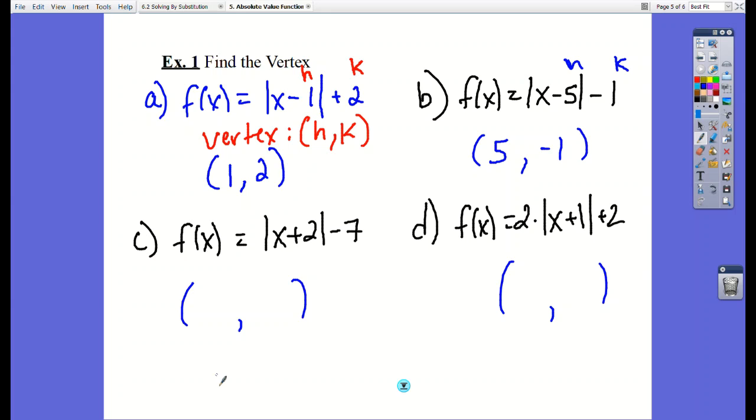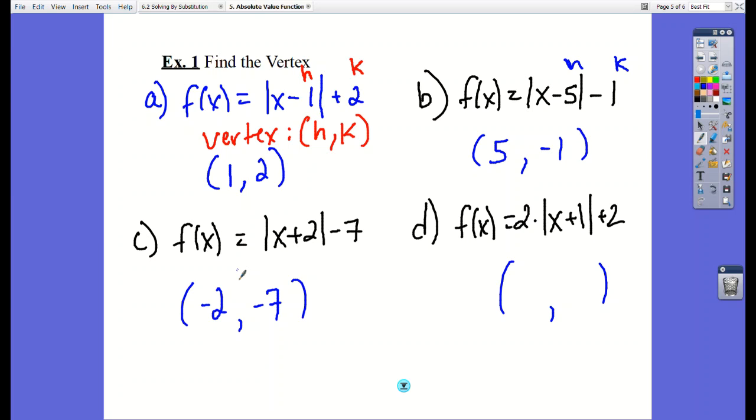Somebody else, part C here. Where's the vertex now? It was at 0, 0, and then it became -2, -7. So -7 for the y. Opposite what you think on the inside, -2. X values are opposite. So this graph went left 2, down 7. Same graph as before, left 2, down 7.